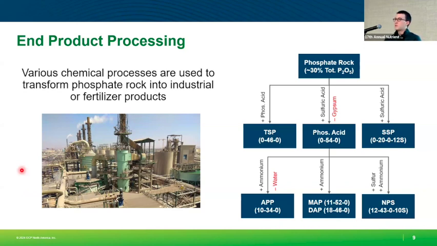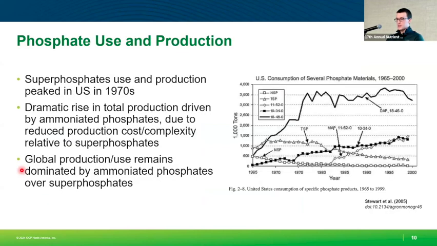But going through various reactions with acid, sulfuric acid, phosphoric acid, removal of water or gypsum byproducts, that's what produces the fertilizer. We'll talk about each of these as an example, but all of this is derived from rock. And we'll get into a bit more depth in coming slides.